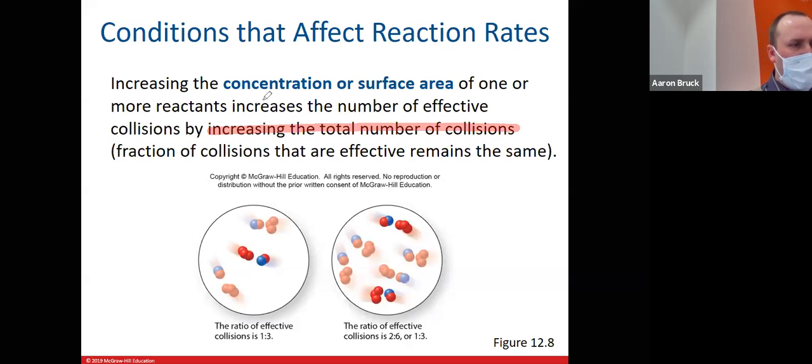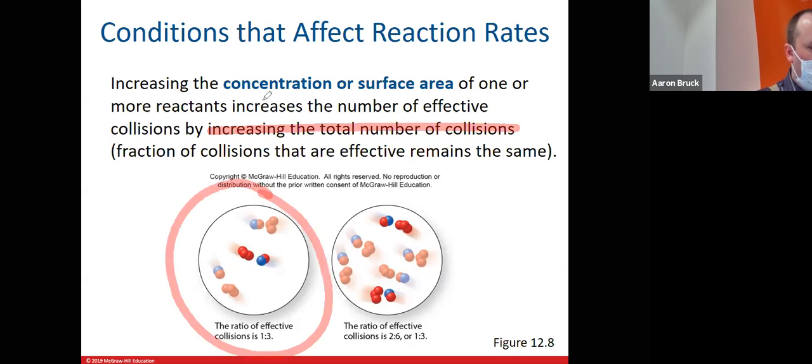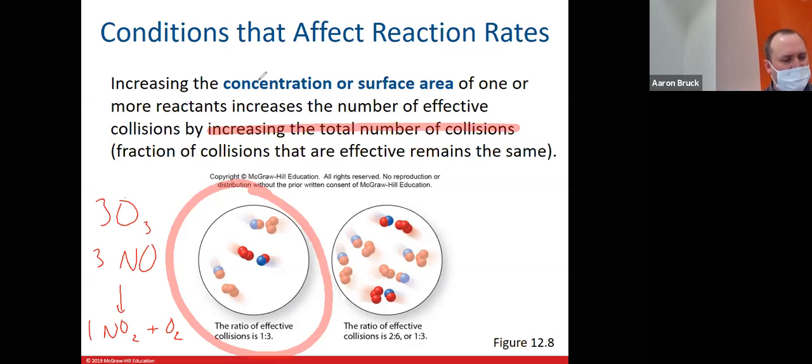So in this panel here on the left, I have 3 ozone molecules and 3 nitrogen monoxide molecules. In the end, one of them will react to give us nitrogen dioxide and oxygen. The other 2 will be left behind.